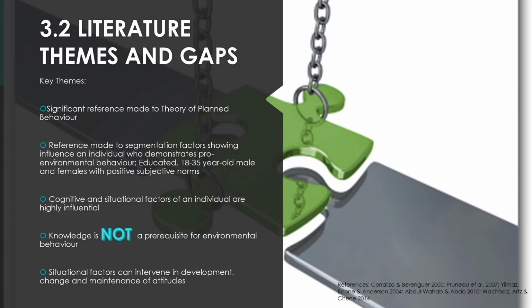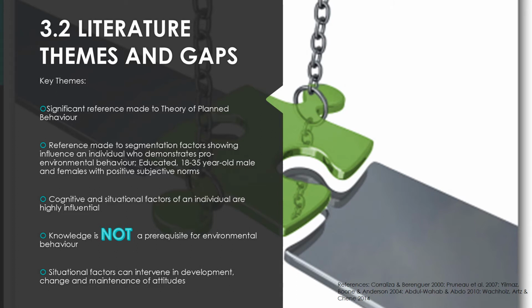Findings state that a higher educated individual living in an urban area aged between 13 and 22 with a high income and/or family income have more of a positive attitude and are more likely to act by adopting a pro-environmental behaviour. Two main factors that were identified which are influential towards students' environmental behaviours are cognitive and situational factors. However, it was found that knowledge itself is not a prerequisite for environmental action.